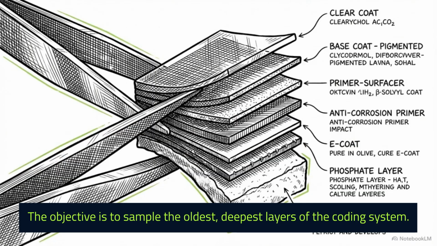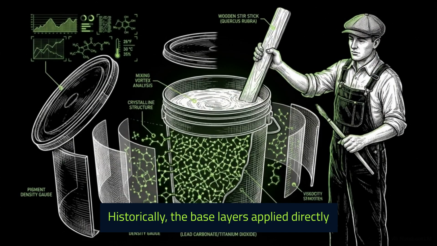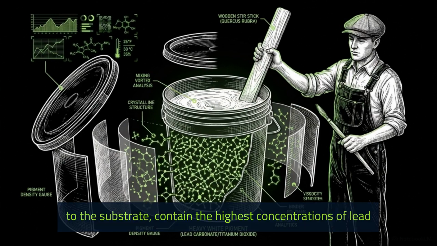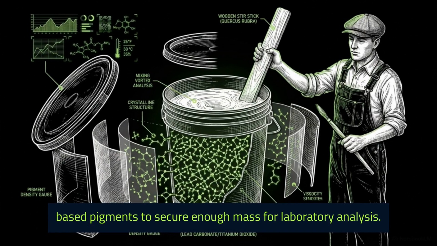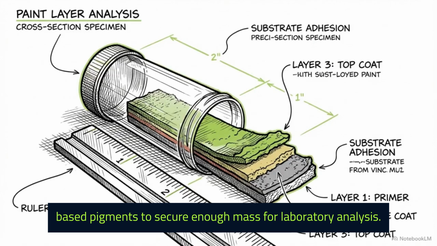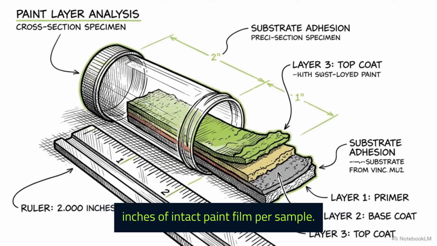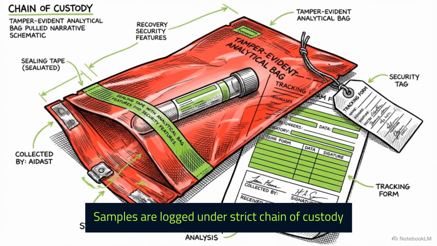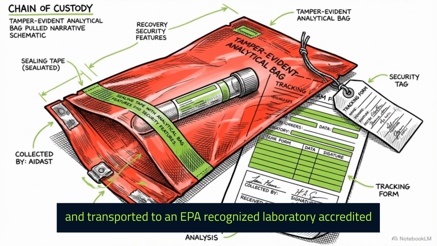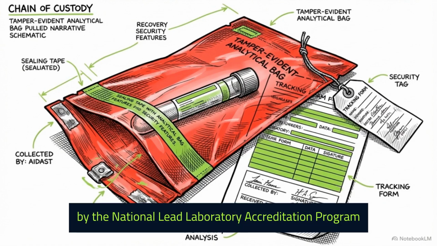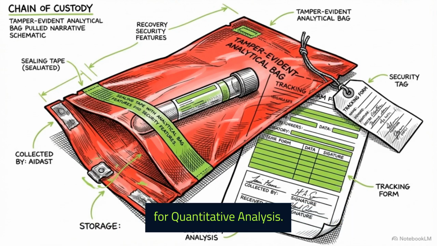The objective is to sample the oldest, deepest layers of the coating system. Historically, the base layers applied directly to the substrate contain the highest concentrations of lead-based pigments. To secure enough mass for laboratory analysis, the inspector typically extracts at least 2 square inches of intact paint film per sample. Samples are logged under strict chain of custody and transported to an EPA-recognized laboratory, accredited by the National Lead Laboratory Accreditation Program for quantitative analysis.